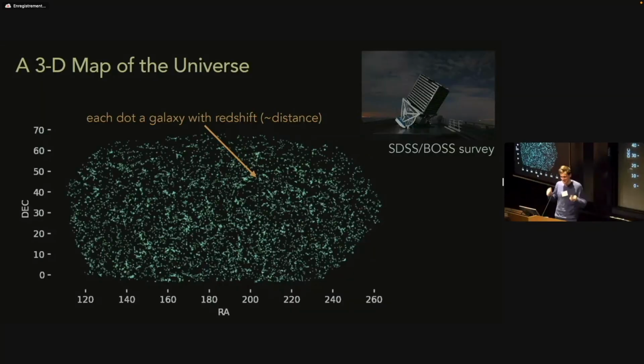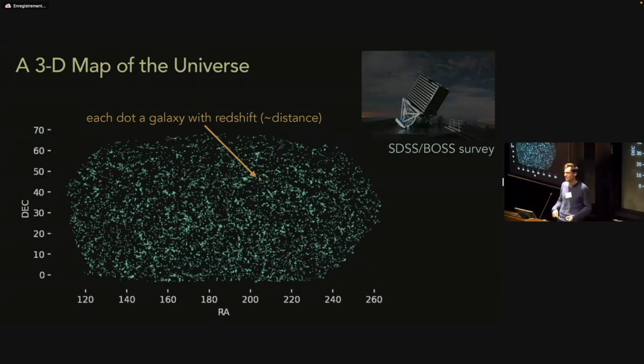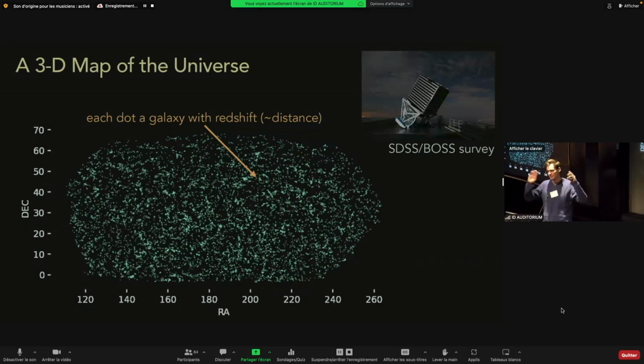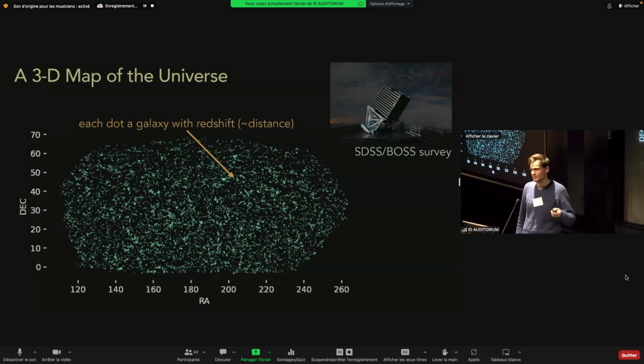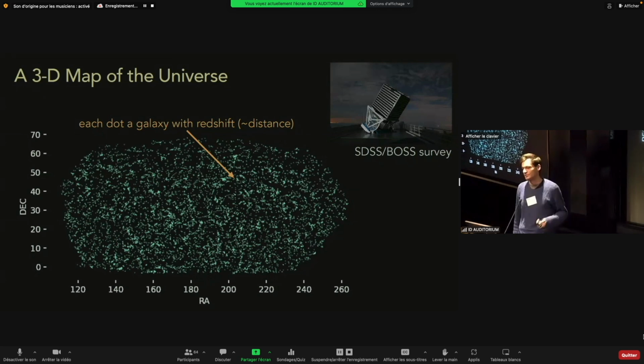Okay, good. Thanks. So we have basically a 3D map of the universe from the Sloan Digital Sky Survey. You have a lot of galaxies, with a redshift for each of those. So you have a biased tracer of the matter distribution. But now the question becomes, how do you interpret this map?